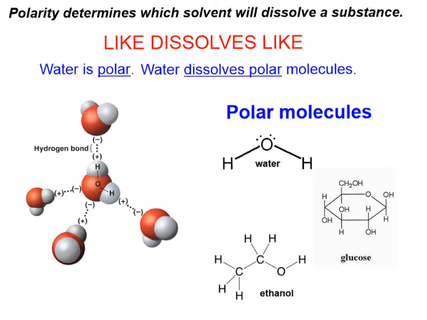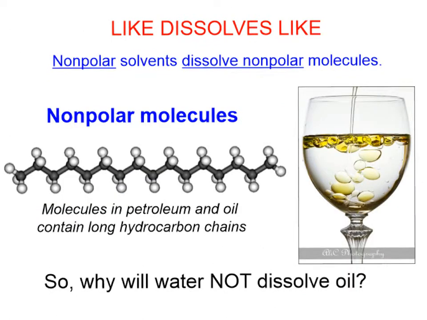Water easily dissolves other polar molecules. Glucose and different sugars are very polar. You can see the oxygens here hogging some of those electrons in the bonds and creating slightly positive places where the hydrogens are bonded. Ethanol, all alcohols, are polar molecules as well because of the oxygen and hydrogen that are bonded to them. So just as polar solvents dissolve polar molecules, non-polar solvents dissolve non-polar molecules.